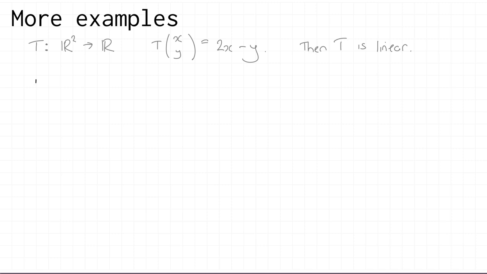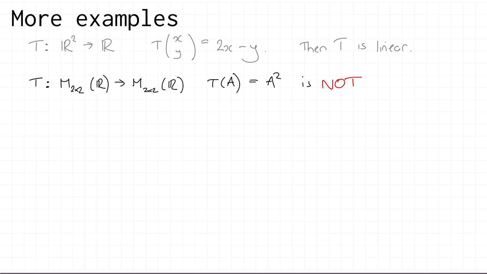So let's look, for example, at maps which involve squaring. If we have T being the function from square n by n real matrices to other square matrices, well, let's take 2 by 2 for the sake of being concrete, from 2 by 2 matrices over R to 2 by 2 matrices over R, given by T of A is A squared. This thing is not a linear map. In fact, it doesn't obey either of the linearity conditions.